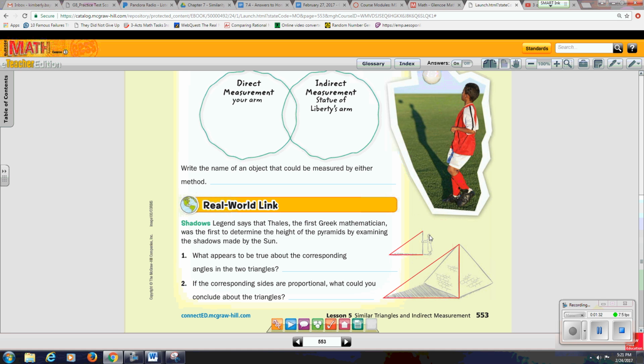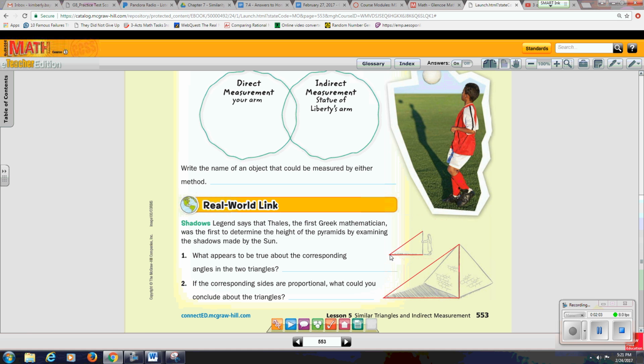As we look at this, we have this person standing here, holding a stick, and he's measuring. He knows the measurement of the stick, and he can find the measurement of the shadow. Because we have the same proportion, the way the sun is hitting the stick and the way the sun would be hitting the pyramid, we would know that this is a 90-degree angle, and the angle of the sunlight would be the same. So the angles of these triangles would be congruent.